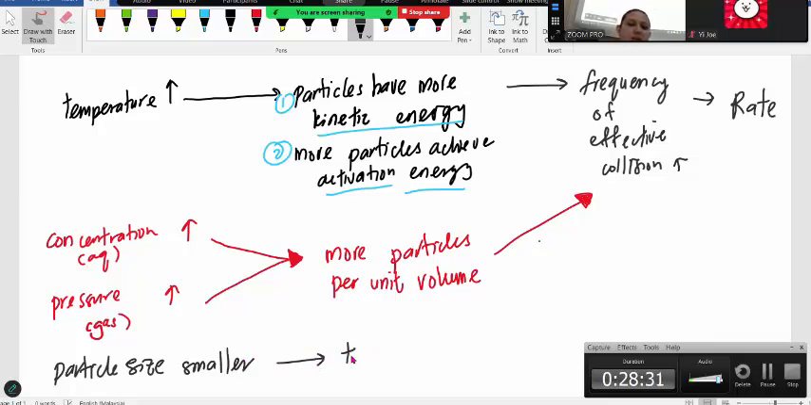What is higher? The total surface area. Because the total surface area is larger, the frequency of collision between particles is higher and the rate of reaction is higher. Ta-da! So easy, right?